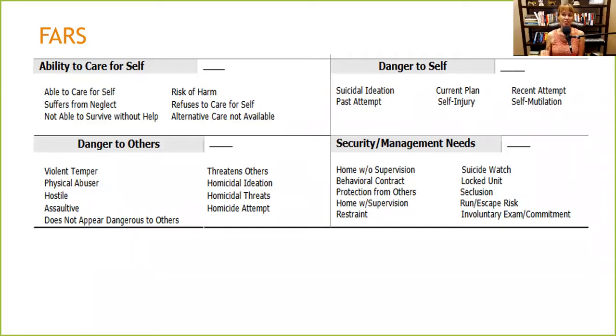It assesses danger to self and others. You're going to do that on any good assessment anyway, and identifies any security management needs. So the FARS is really comprehensive at helping you identify any of those minutia problems in addition to the big problems that may need to be addressed or considered when doing your case conceptualization. What is it that's contributing to this person's current mental health state?